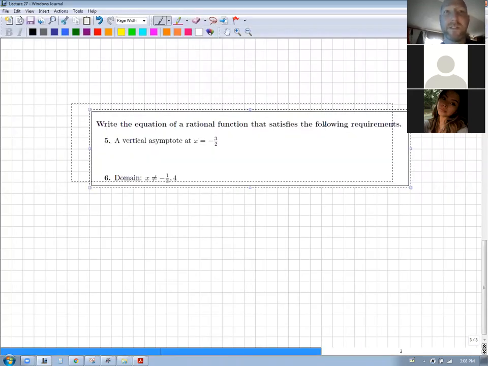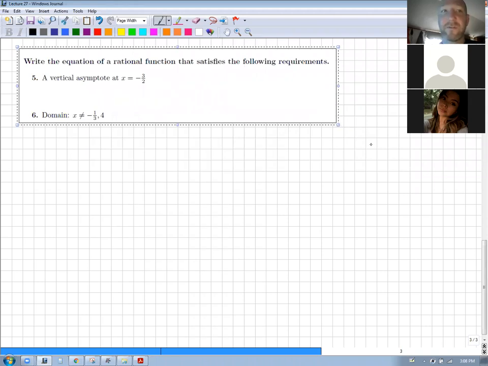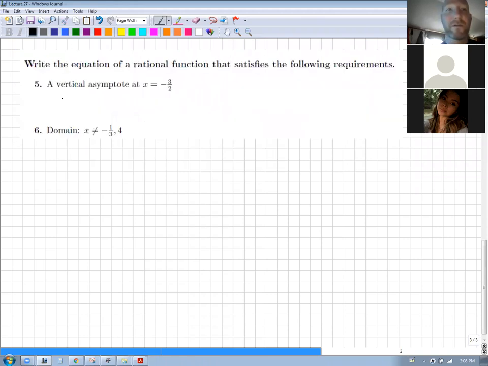So write an equation of a rational function that satisfies the following requirements. Number 5, it has a vertical asymptote at x equals negative 3/2. We could have x plus 3/2. There's a function f of x equals. So you notice if you put a negative 3/2 in for x, you get 0 on the bottom of the fraction.